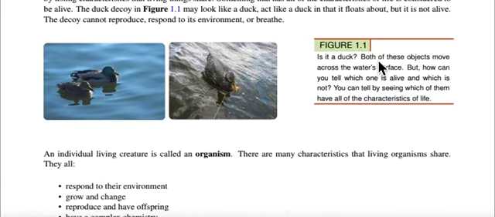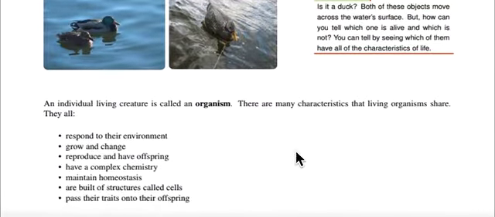Figure 1: Is it a duck? Both of these objects move across the water surface, but how can you tell which one is alive and which one is not? You can tell by seeing which one of them has the characteristics of life. Yeah, stimulus and response. One's going to respond and fly away, one's just going to sit there.